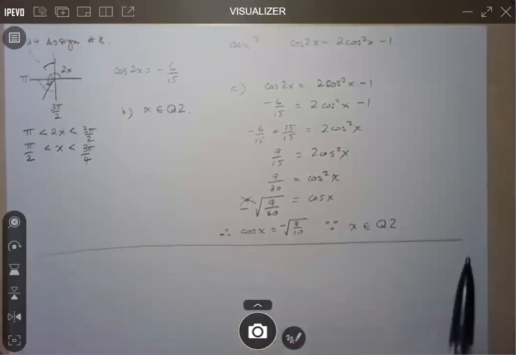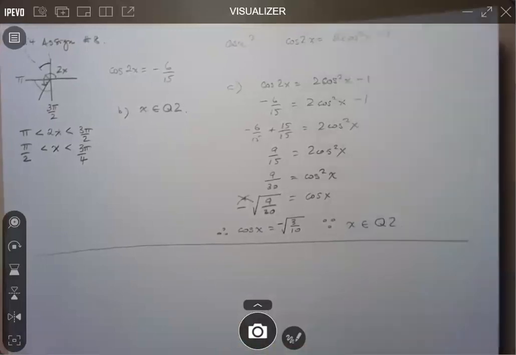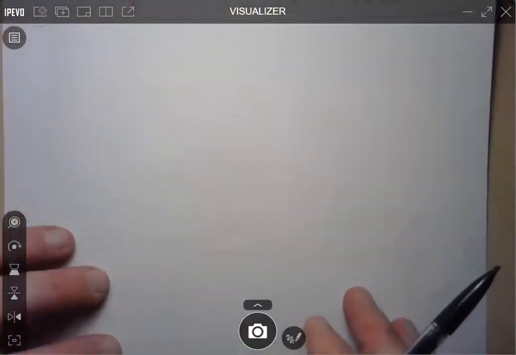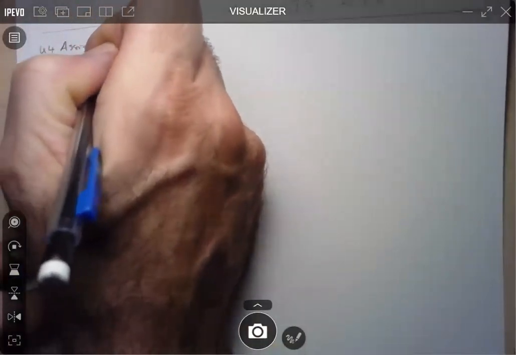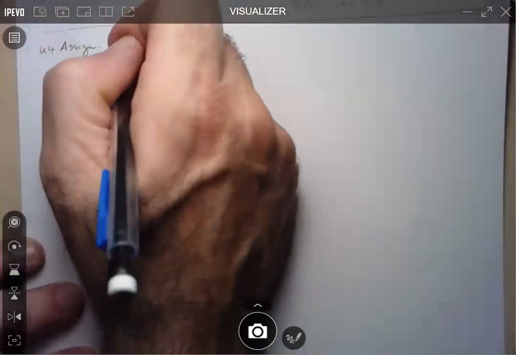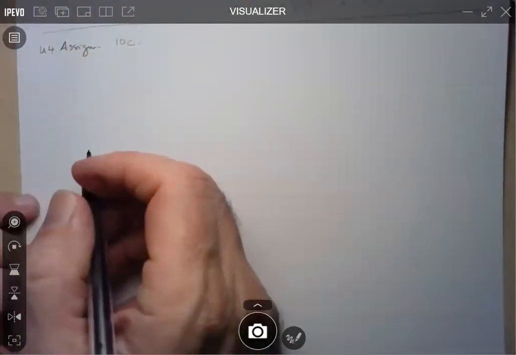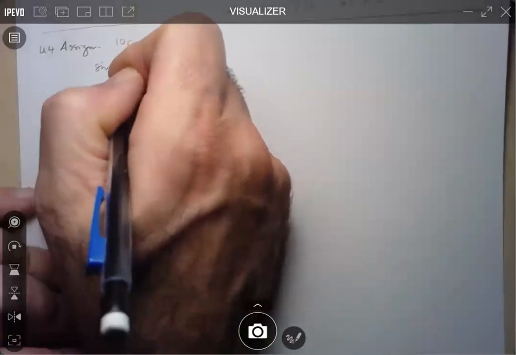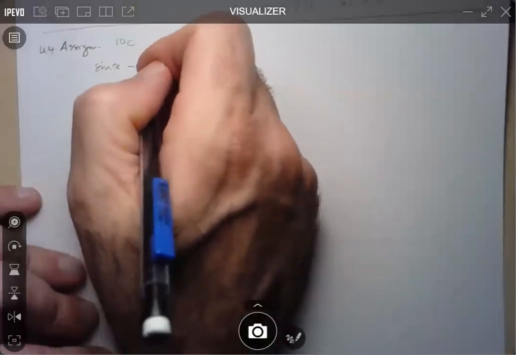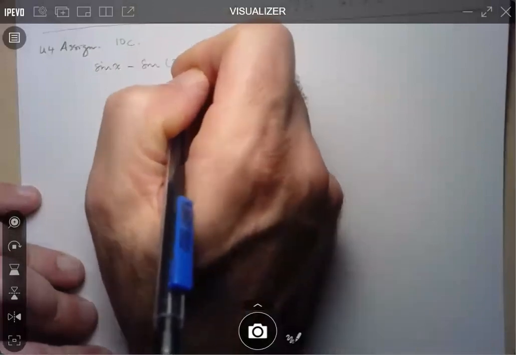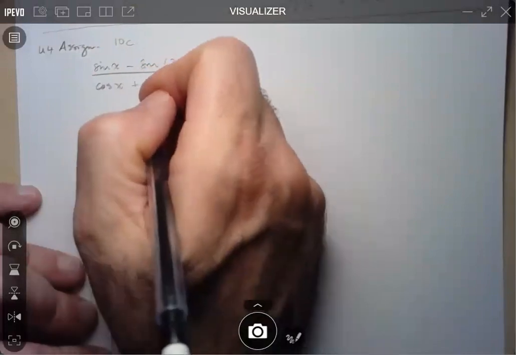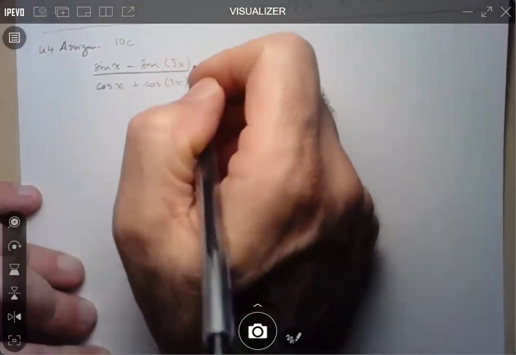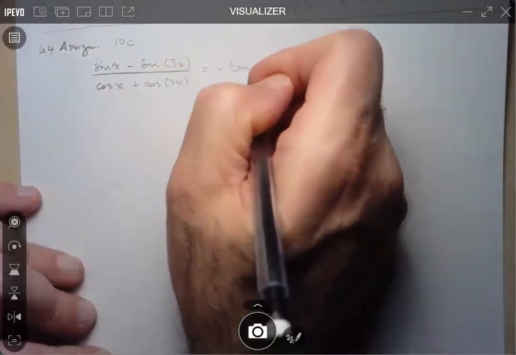So let's move on to, somebody had asked for the third identity on this one here. Yeah, and that's a bit of a nice one. Okay. So here we have unit 4 assignment, and this is, I'll call it 10C. Okay, and so here we want to prove that sine x minus sine 3x over cos x plus cos 3x is equal to negative tan x.